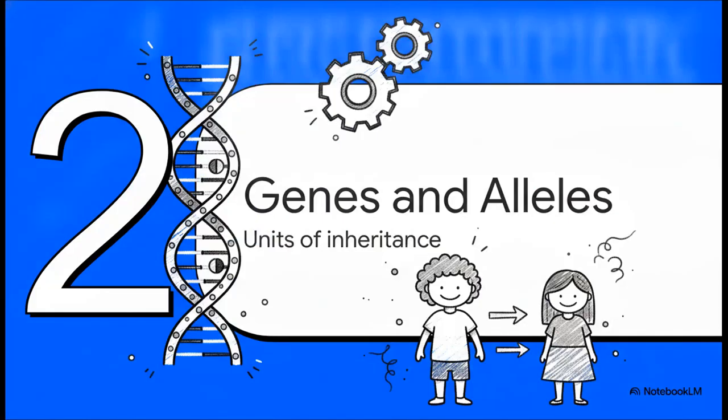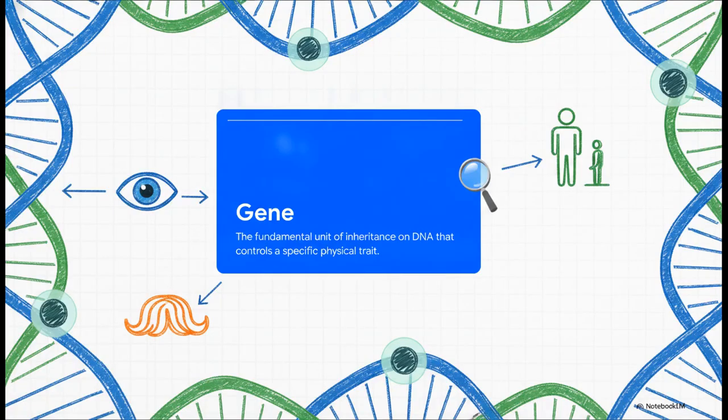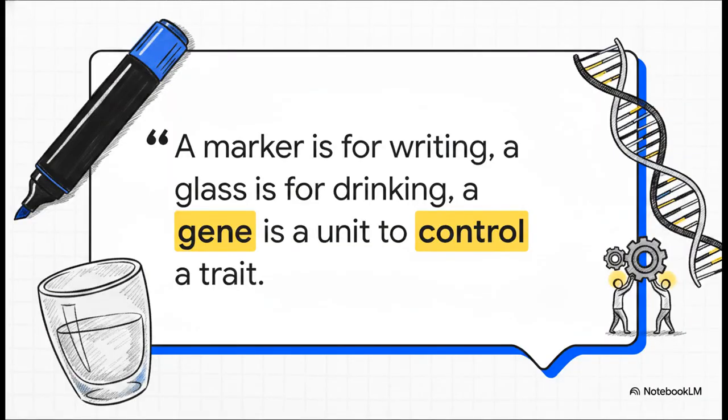Moving right along to section 2, genes, alleles, and traits. So what actually is a gene? Simply put, it's the fundamental unit of inheritance, located right there on that DNA thread. It's a highly specific, targeted stretch of DNA that has a very real job to do. It controls a specific physical trait, things like your eye color, your hair texture, or how tall you're going to be. To make this instantly click, think about it like this.